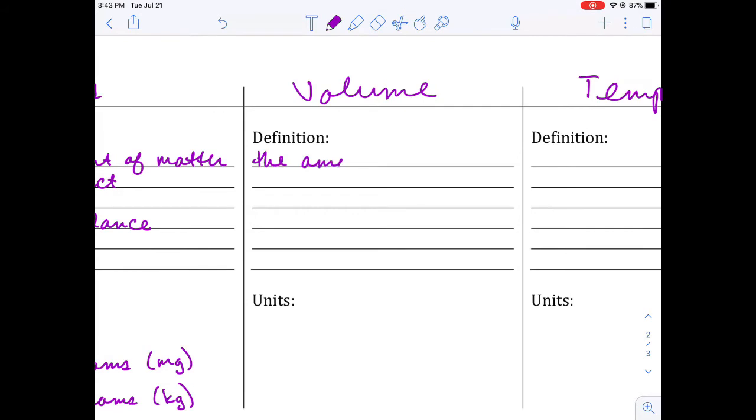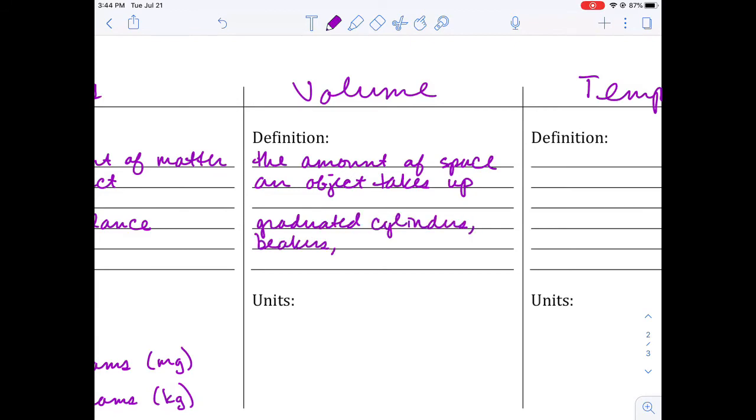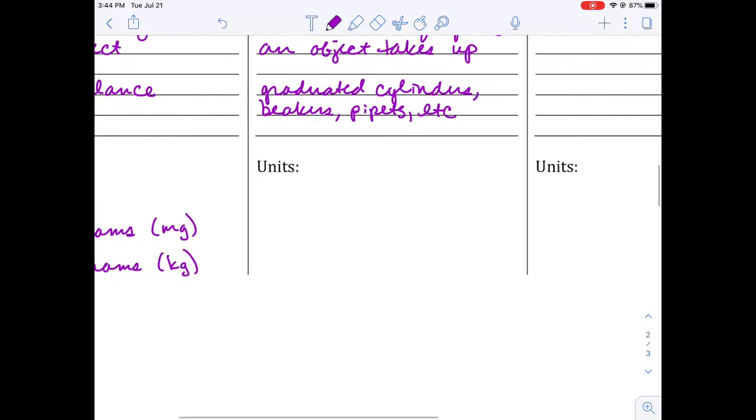Next, we have volume. We can use volume for solids, liquids, and gases. It's defined as the amount of space an object takes up or occupies. We can use different tools to measure volume in lab. We can use graduated cylinders, we can use beakers, we can use pipettes. It all depends on how precise of a measurement we want.